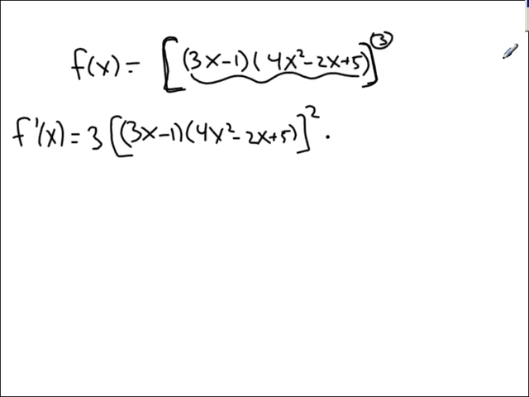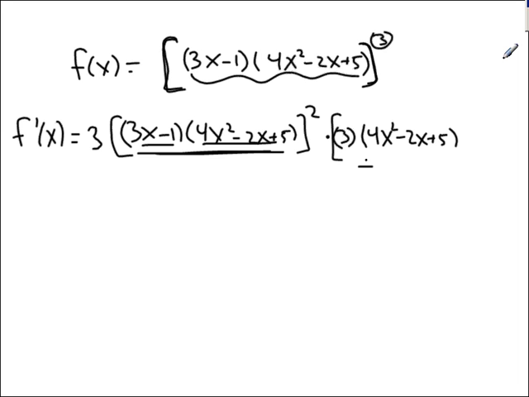Times the derivative of this. But that's a product. So we use the product rule. First, second. It's the derivative of the first, which is 3, times the second. I'm out of space, so I'm coming down here, please. Plus the first factor, which is 3x minus 1, times the derivative of the second, which is 8x take away 2. There it is.